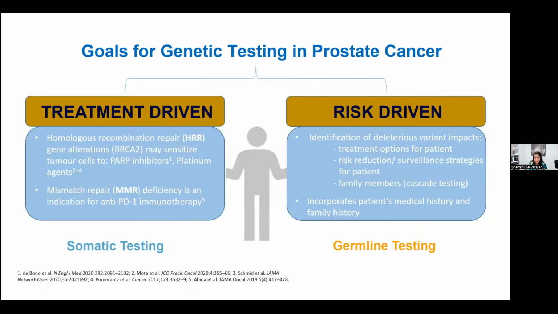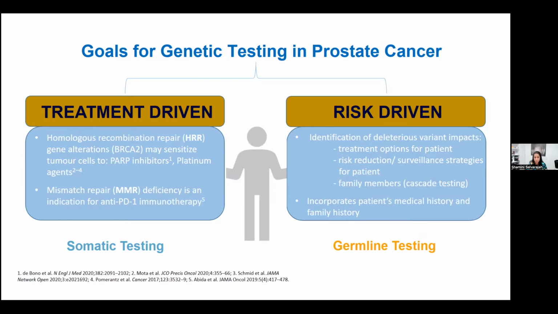So when genetic testing is done in prostate cancer, because of what I mentioned earlier about germline testing and looking at acquired alterations, there are actually two goals. One is treatment driven, and that is to look at the patient to see if they can do somatic testing, which is basically tumor testing, to determine if the patient has alterations in genes where you can target them with, say, platinum agents, PARP inhibition, or immunotherapy. So that's sort of predictive. It's trying to predict whether the patient will respond favorably to certain treatments.